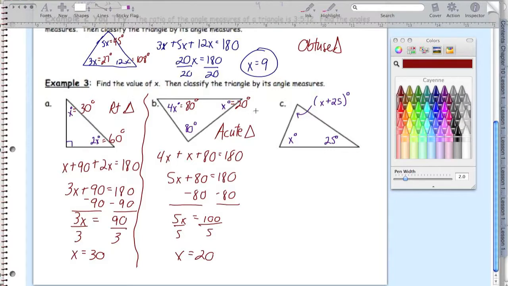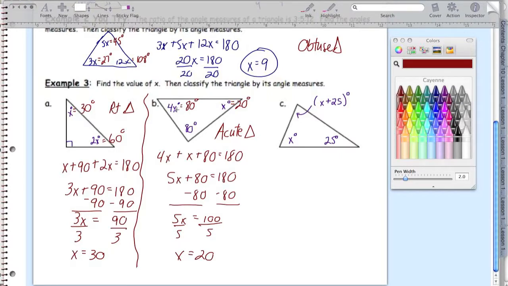A quick note here, 2 things. One, you can always check your work to make sure you did it right by re-adding your angles. 80 plus 20 is 100 plus 80 is 180. So we have 180 degrees in there, we did it correct. This one, 30 plus 60 plus 90 totaled 180. So we have it adding up to what it should be.